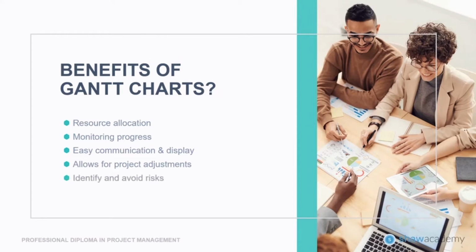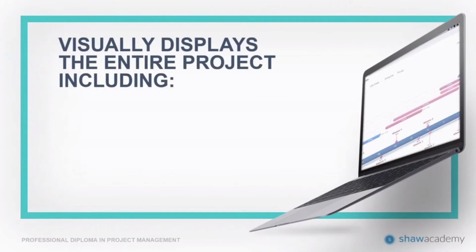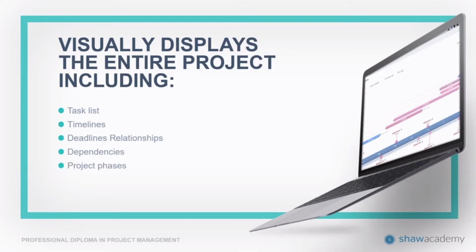It can also be very handy in identifying and avoiding different risks within your project, because you may see some dependencies that have arisen and realize that a certain task is running over schedule that now may impact upcoming tasks, and then you can prevent that or put more resources on the task. And very importantly, it visually displays your entire project. That'll include your task list, the different timelines, your deadlines and relationships, the different dependencies, all your project phases.